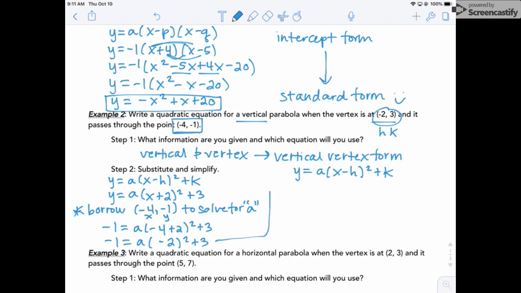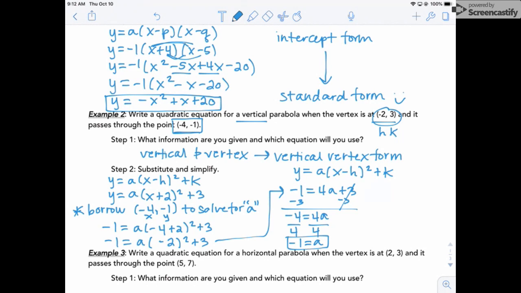I'm going to continue my work up here because I'm running out of room. Then I get -1 equals -2 squared is 4. So that's 4a plus 3. Last thing I'm going to do, subtract that 3 over. So I get -4 equals 4a. Last but not least, divide by 4 on both sides. And I get -1 equals a. So now I have my a value.